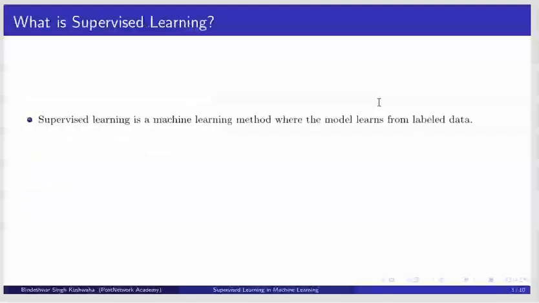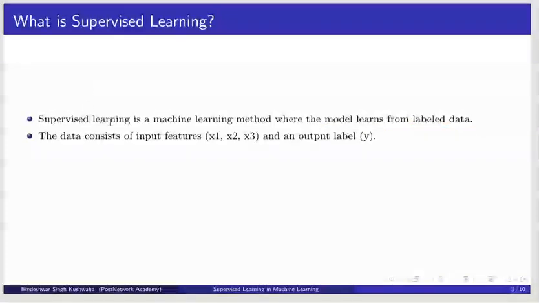So let's get started. Basically, supervised machine learning is a method where a model learns from labeled data. We will see how it learns. A model will learn from labeled data, and we will also see the labeled data. I have taken very specific data sets so that you can understand.